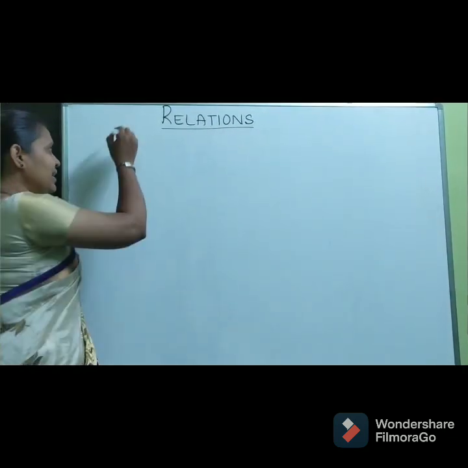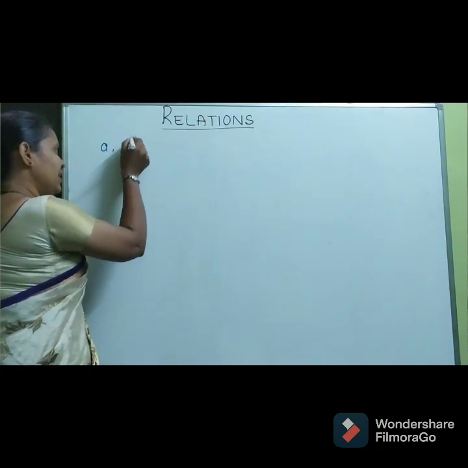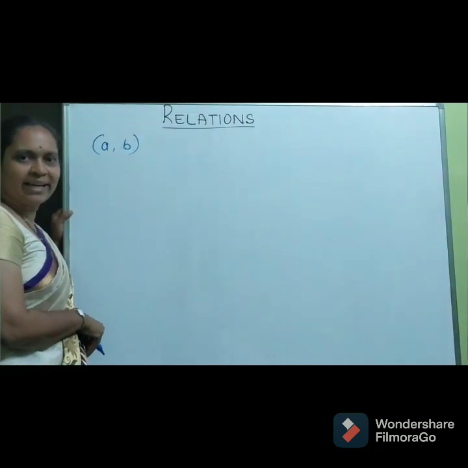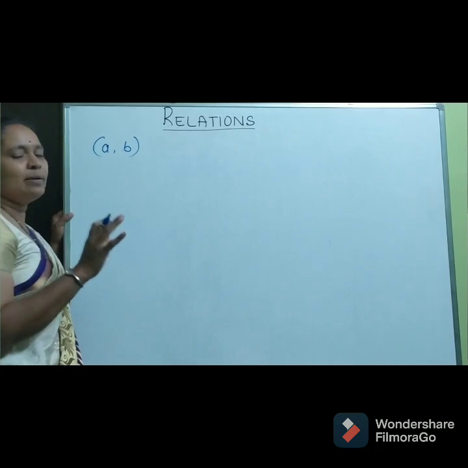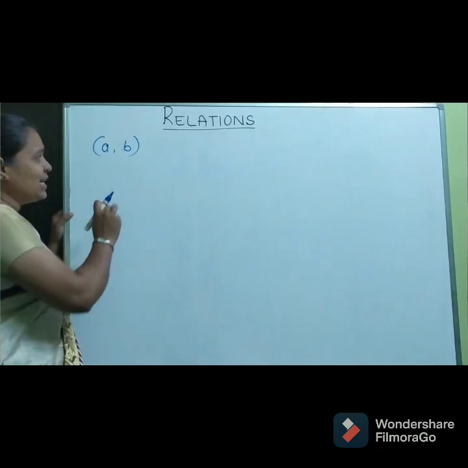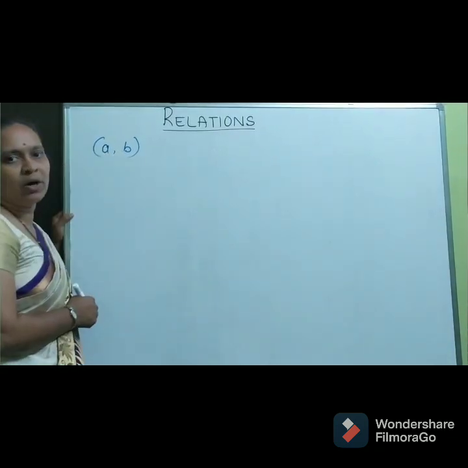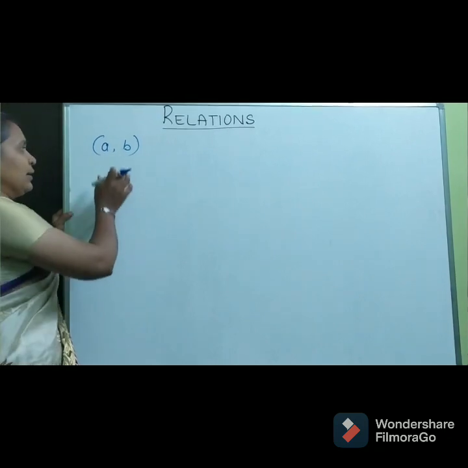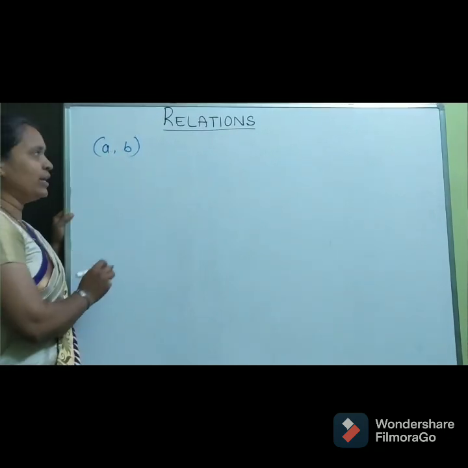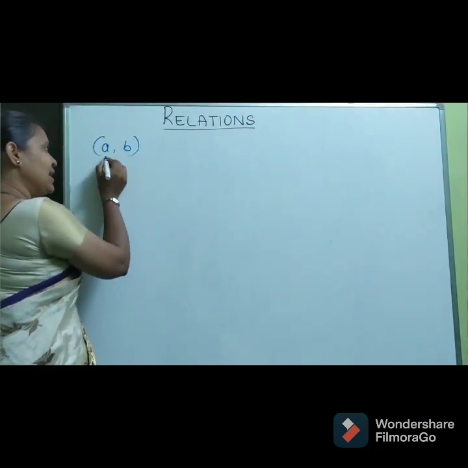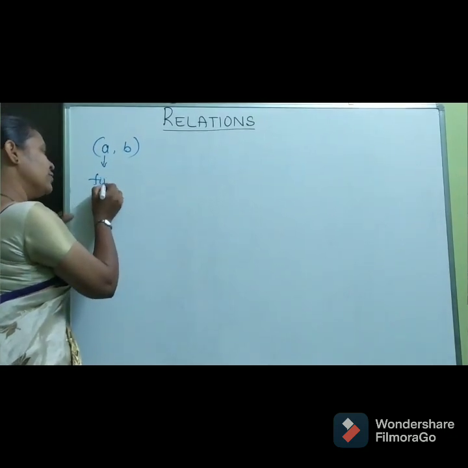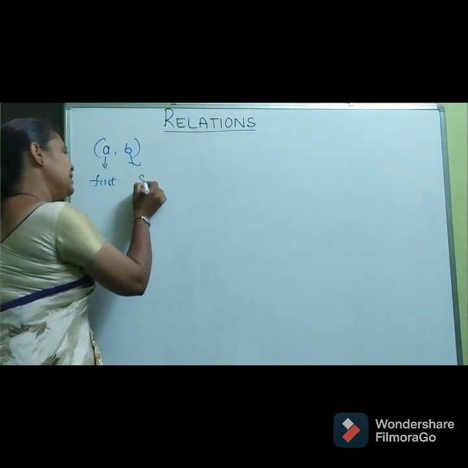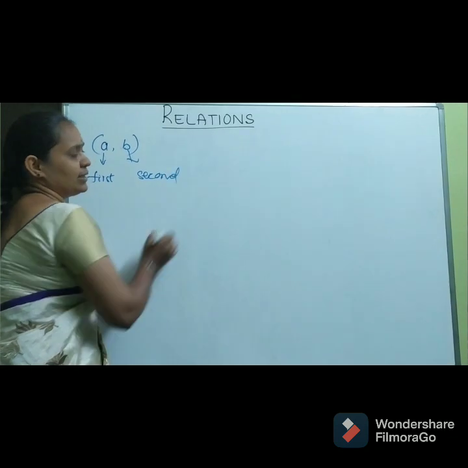Ordered pair, let me consider (a, b). If you write (a, b) like this, we call it an ordered pair. There is nothing much specific in the definition. Writing in this order, we call it an ordered pair. And in this, you have to notice if (a, b) is there, here a is called the first element and b is called the second element.